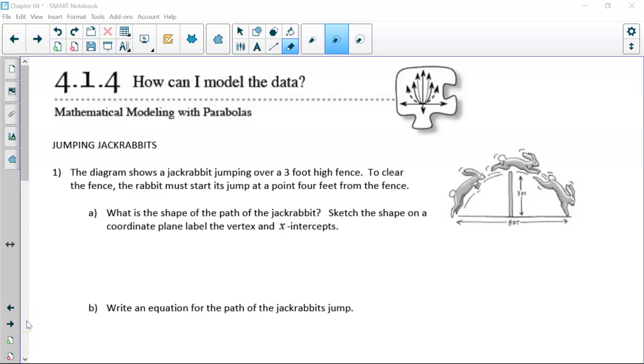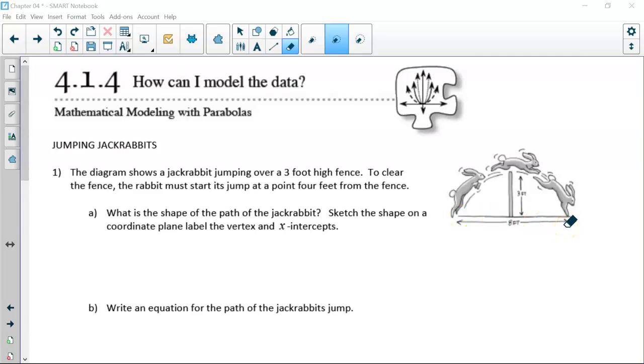Welcome to section 4.14. We're going to be talking about mathematical modeling with parabolas, and about writing the equations. If we look at the diagram of the jackrabbit jumping over a 3-foot high fence, to clear the fence, the rabbit must start at a point that's 4 feet from the fence, and you can see it's jumping a total distance of 8 feet.